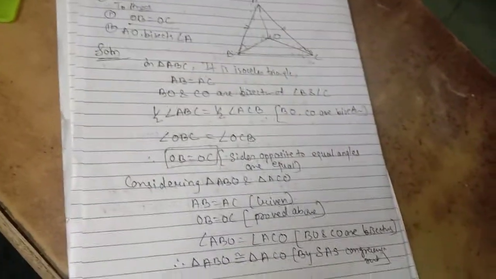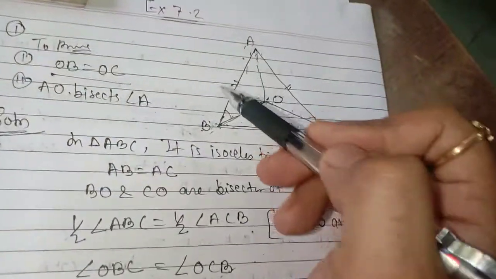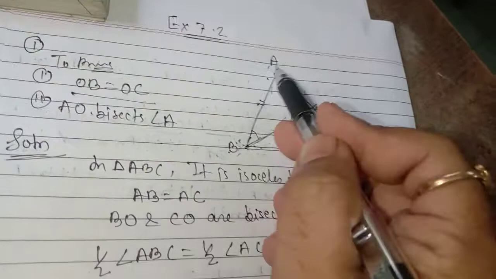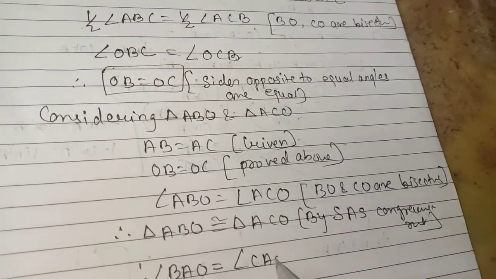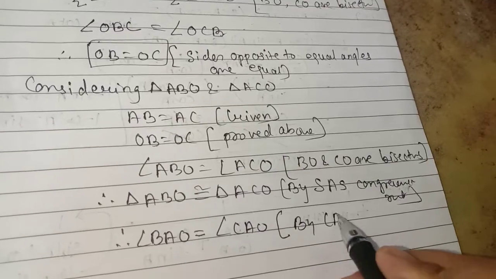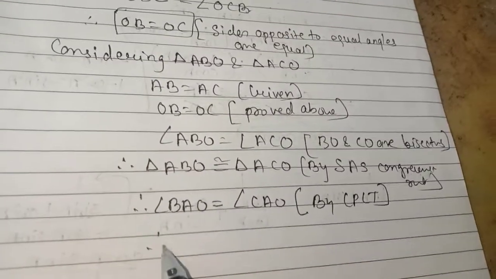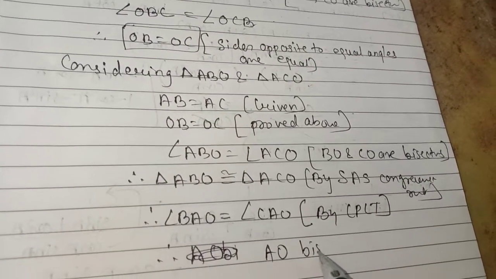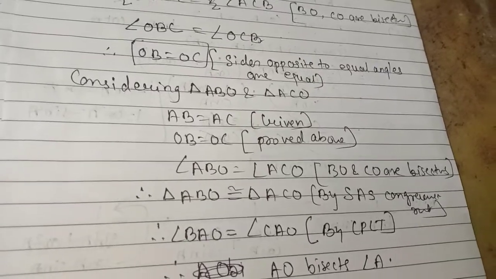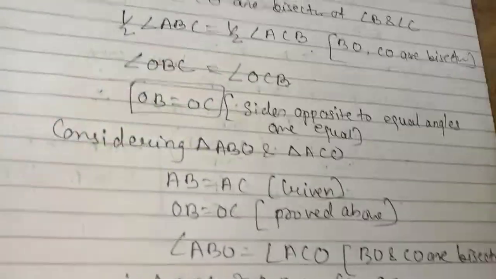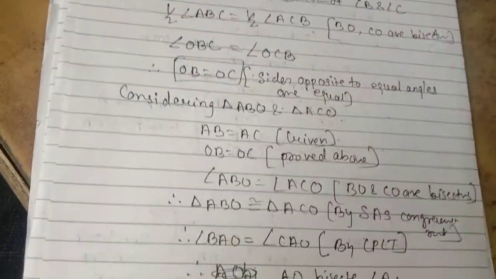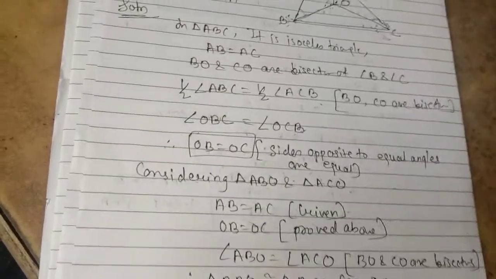Okay, so after that we'll go for the corresponding parts of the congruent triangles. So you can write therefore angle BAO is equal to angle CAO. What is the reason? CPCT. And therefore AO bisects angle A. Clear? So this is the way to solve the questions. You can see clearly here all the solution has been given. Follow it properly and solve it. So let's quickly move to one more question.